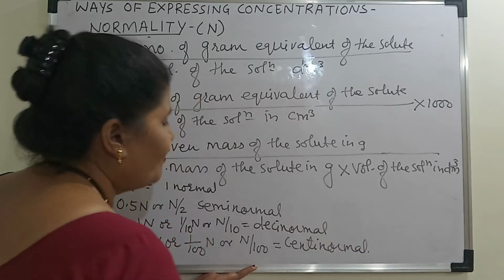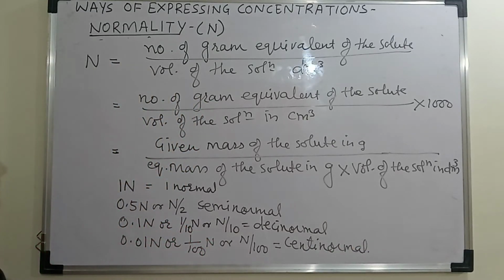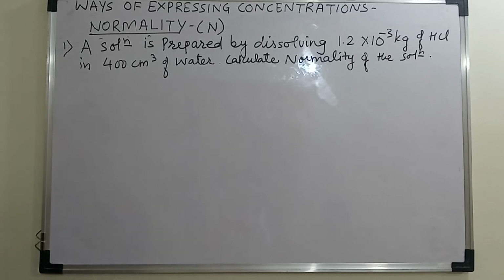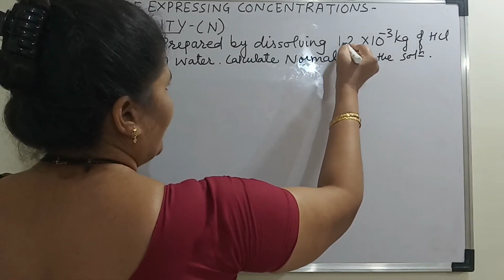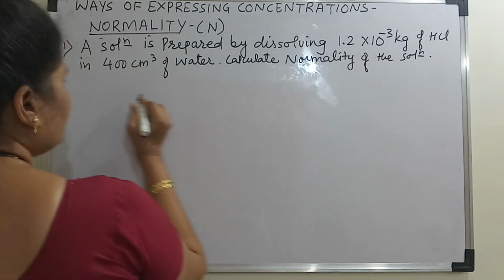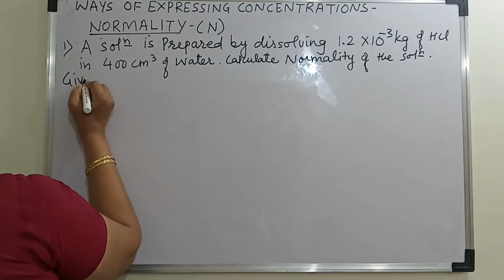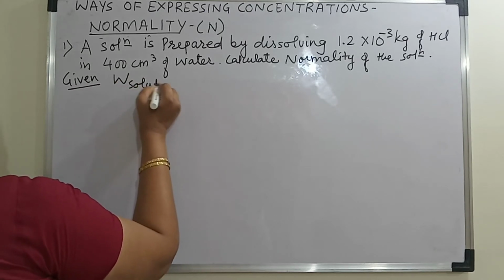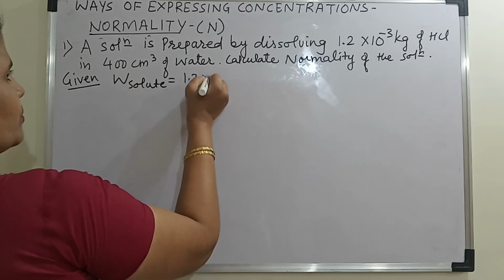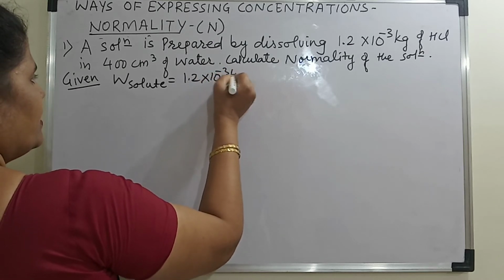Now let us solve some problems based on this normality. So let us solve this problem, students. A solution is prepared by dissolving 1.2 into 10 raised to minus 3 kg. So write down given. What is given here is the mass of the solute, which is 1.2 into 10 raised to minus 3 kg.